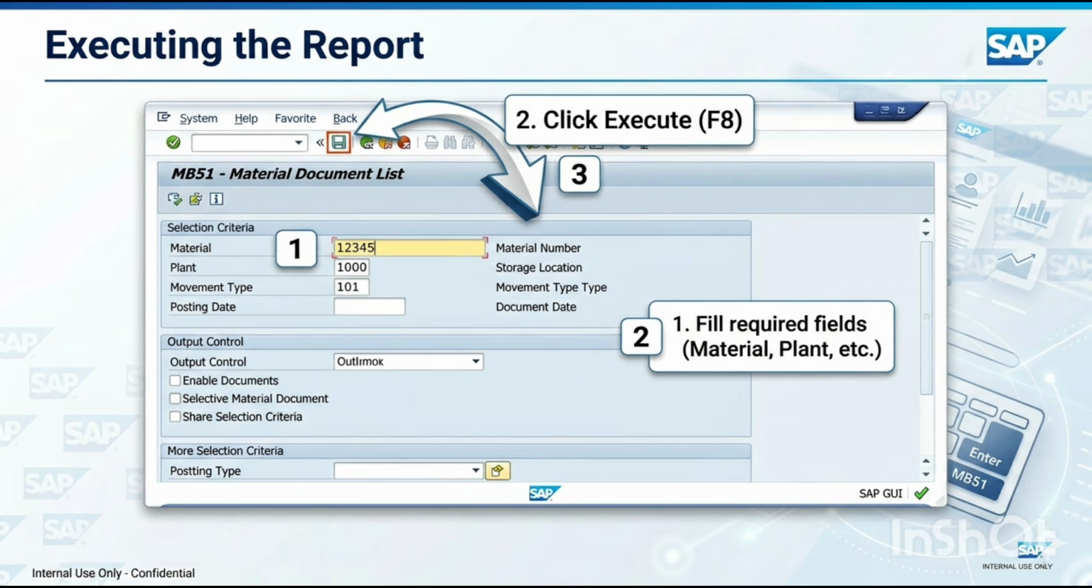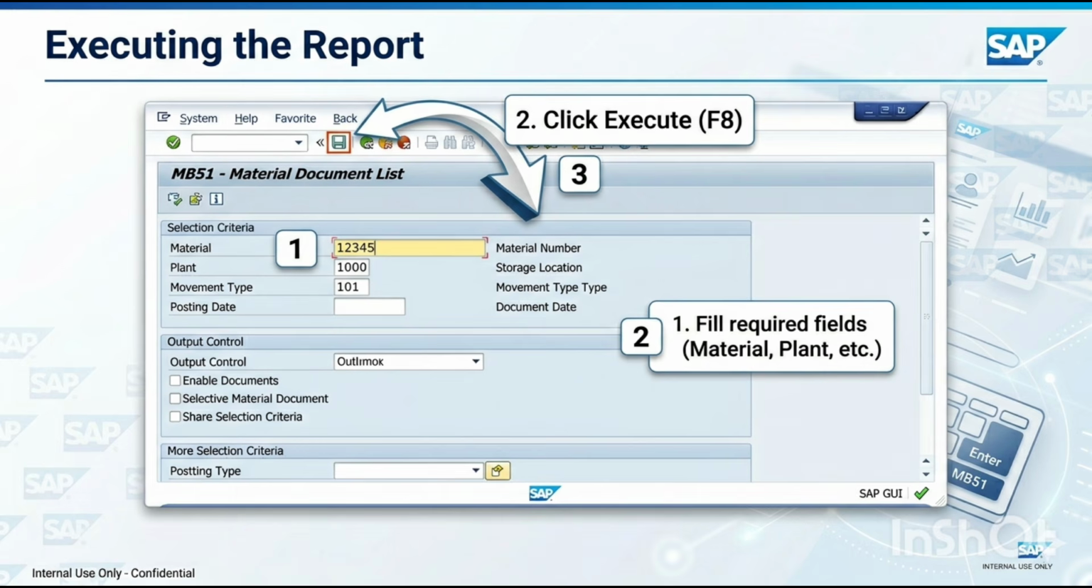Either click on the green execute button on the leftmost side with the transaction tab, or simply press F8 on your keyboard. This is the standard shortcut for executing reports in the SAP screen. After you execute, the system will process your selection criteria and fetch all matching material documents. Depending on how much data exists, this may take a few seconds.